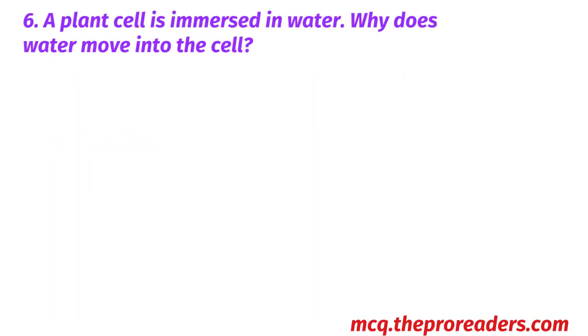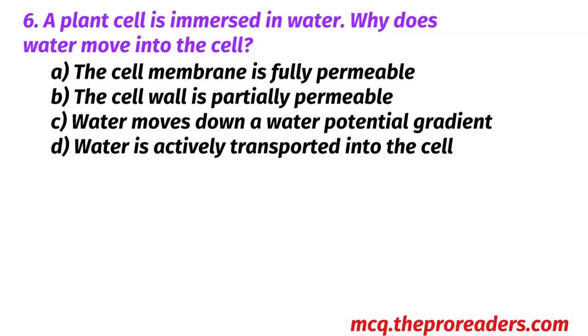A plant cell is immersed in water. Why does water move into the cell? The cell membrane is fully permeable. The cell wall is partially permeable. Water moves down a water potential gradient. Water is actively transported into the cell. Option C, water moves down a water potential gradient.